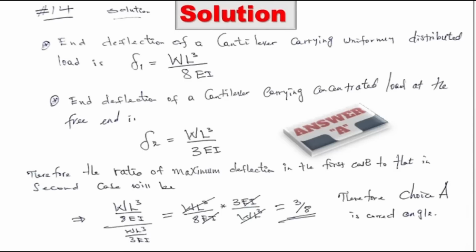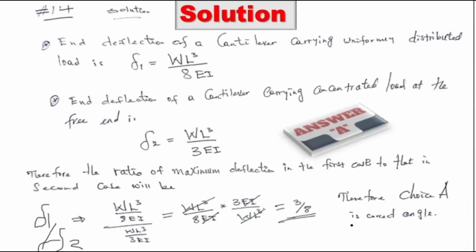deflection 1 over deflection 2. So deflection 1 is WL³/8EI over WL³/3EI. When we rearrange this, it is WL³/8EI times 3EI over WL³. Here EI cancels, and WL³ cancels also, and the remaining part is 3/8.